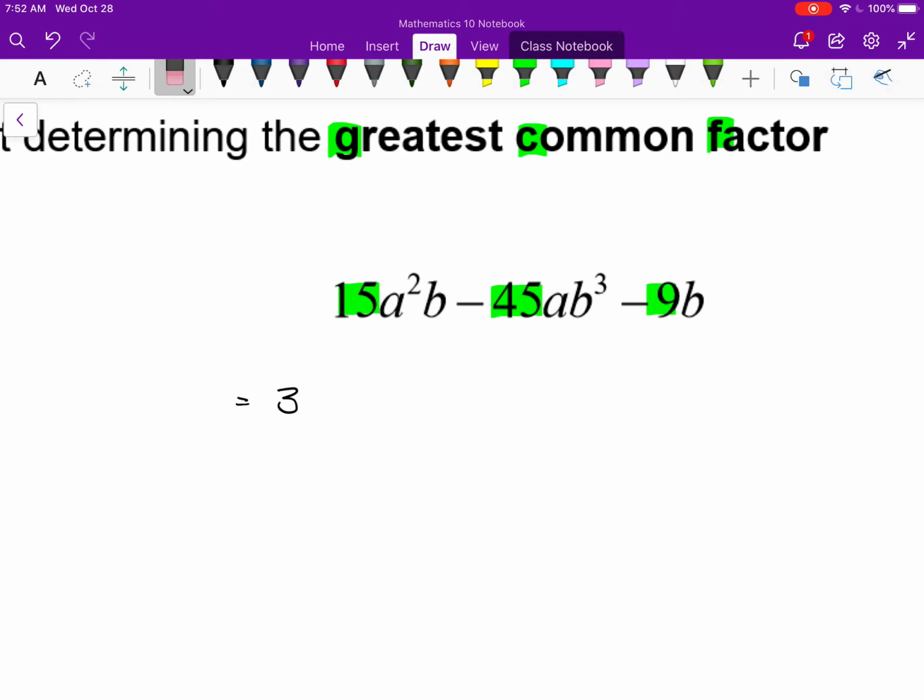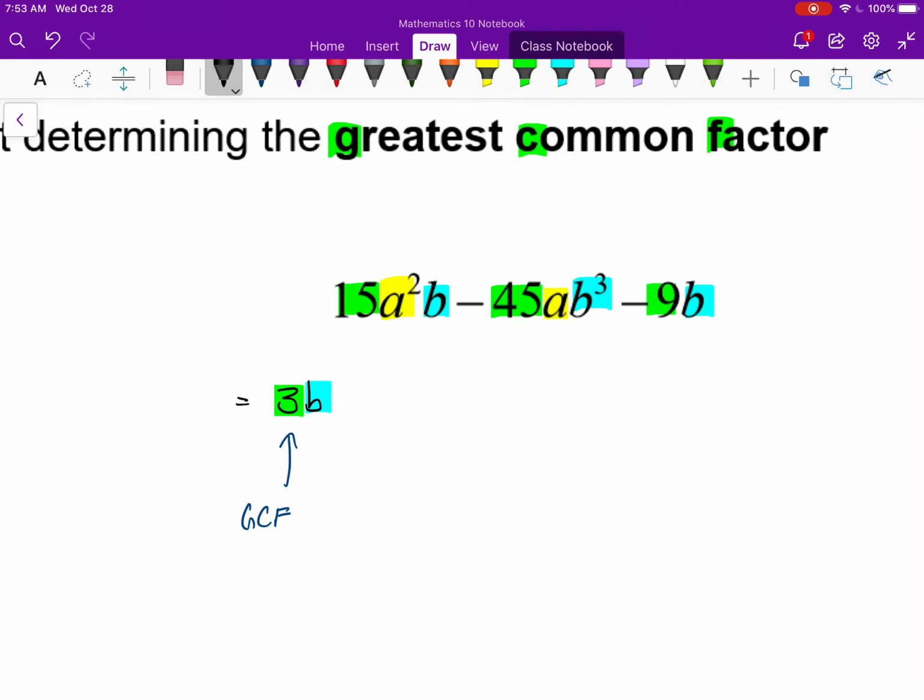Okay, that's my coefficient. For the a, I got a squared, a, and no a at all in the last term, which means a is not part of my GCF because I can't divide all of these by a. My last term doesn't even have an a. Lastly, let's look at b. I have a b, b cubed, and another b. What's the most they all have in common? 1b. So 3b is the GCF of this trinomial up here.